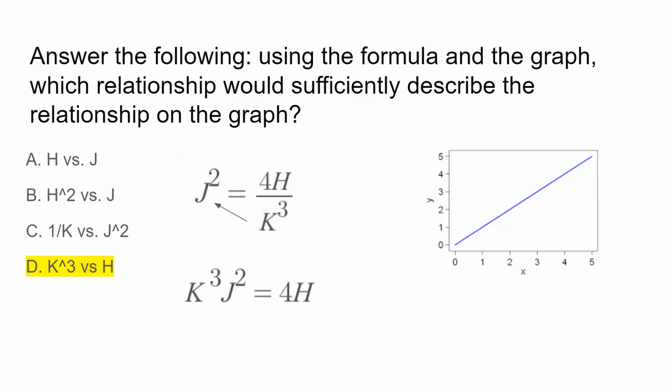And when you have a linear relationship like in this graph, you're essentially just looking for two variables in the given equation that will equal each other, and this will give you that linear relationship. Does anyone have any questions regarding this problem?